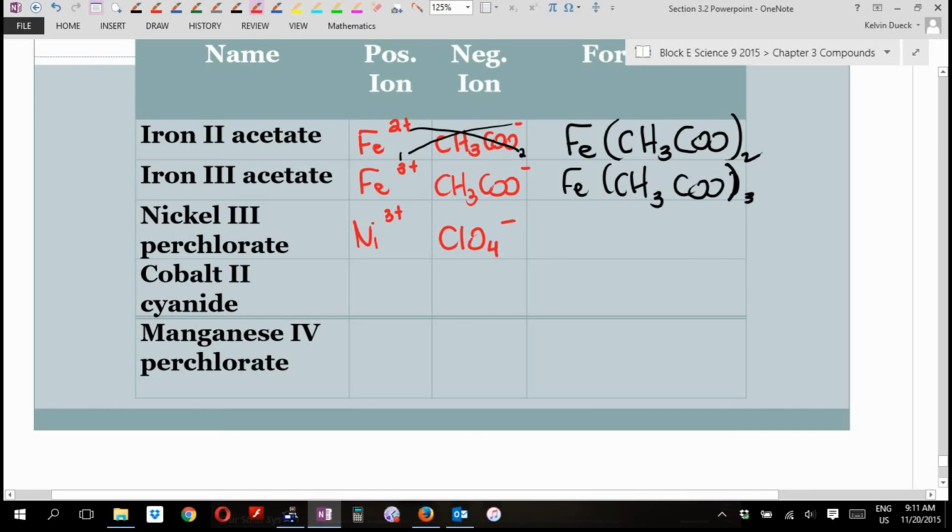Okay, when I crisscross, I'm going to end up with 1 nickel, and then how many perchlorates? 3. By the way, how many atoms are there in that molecule? How many inside the bracket? 5 times 3 is, plus 1 is, nice.